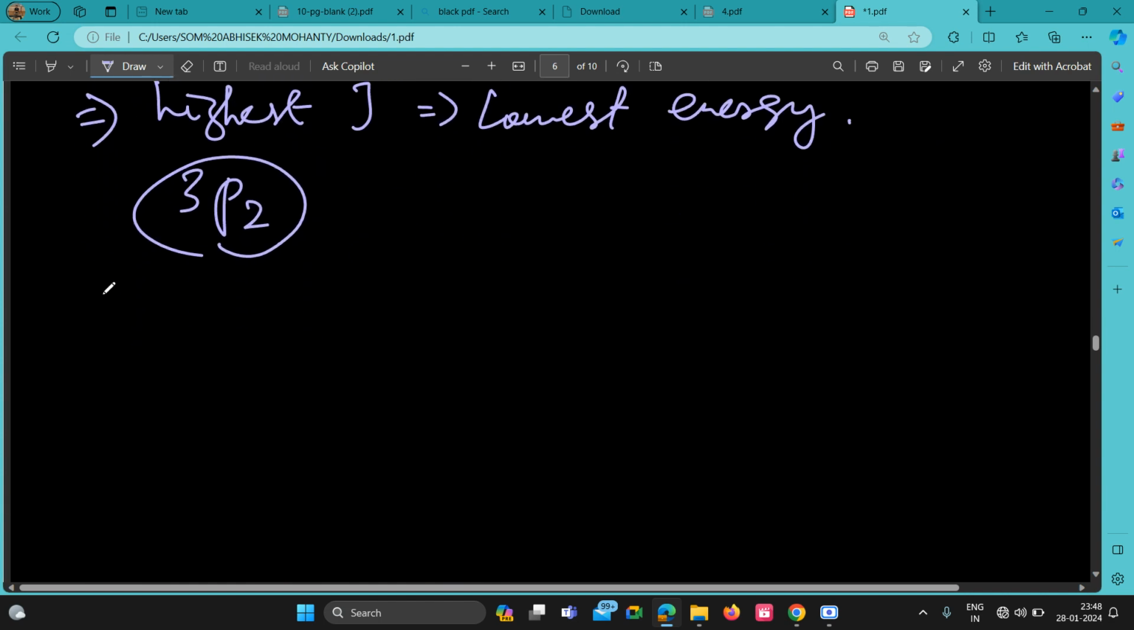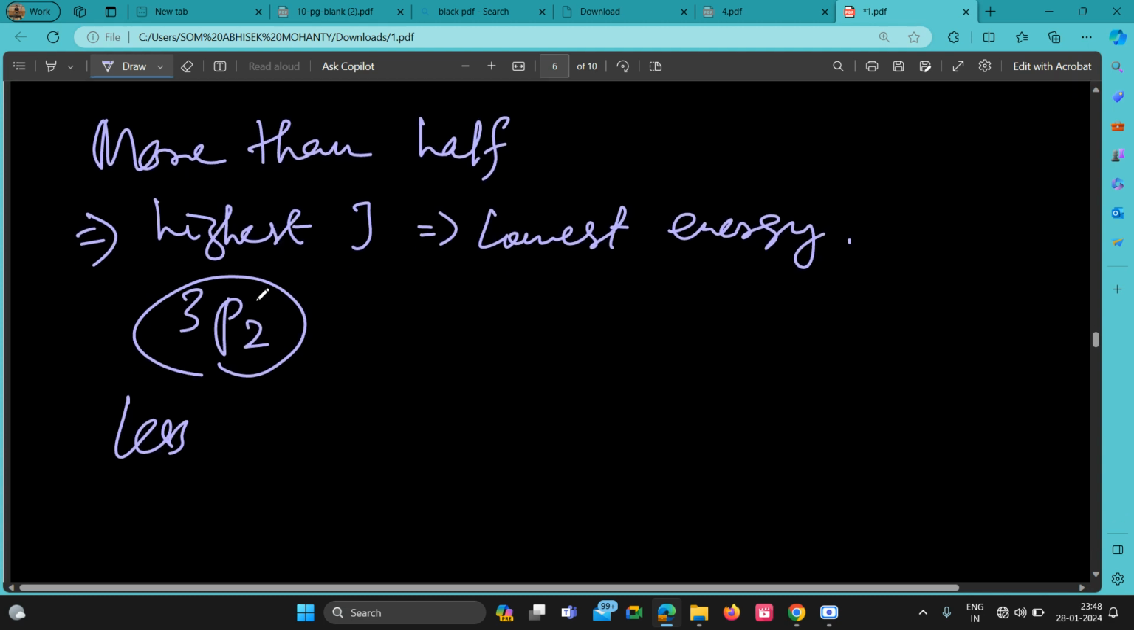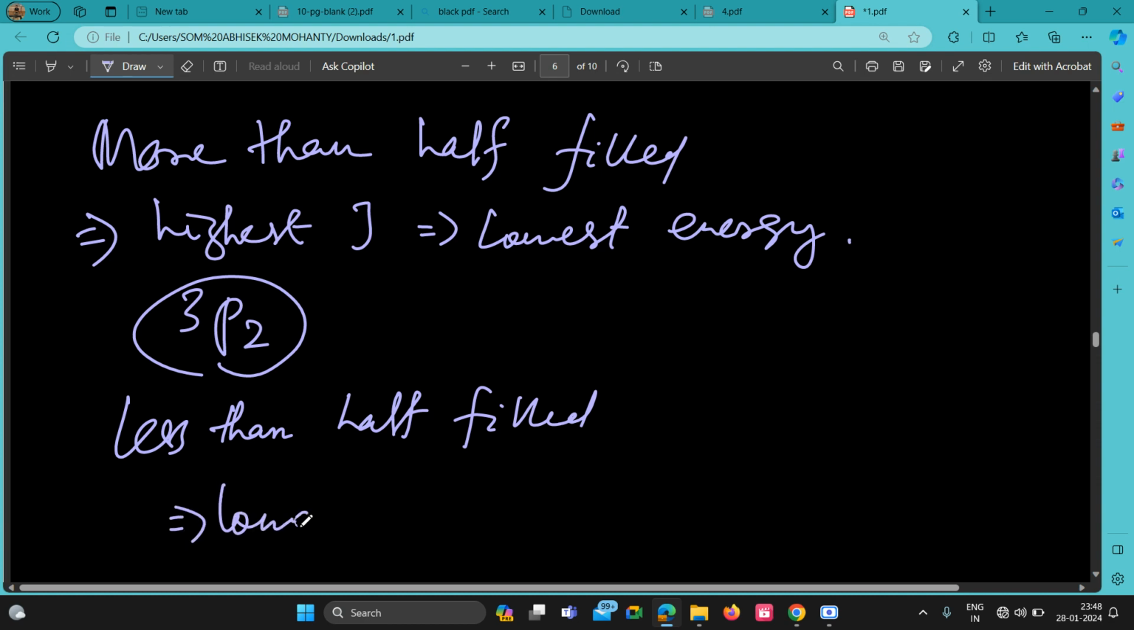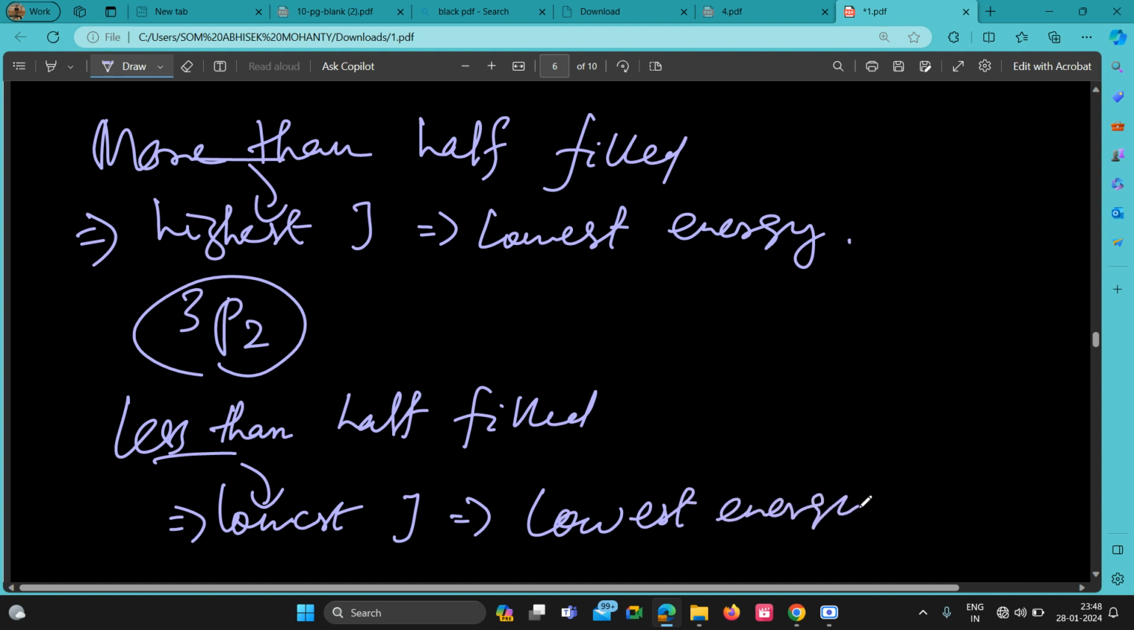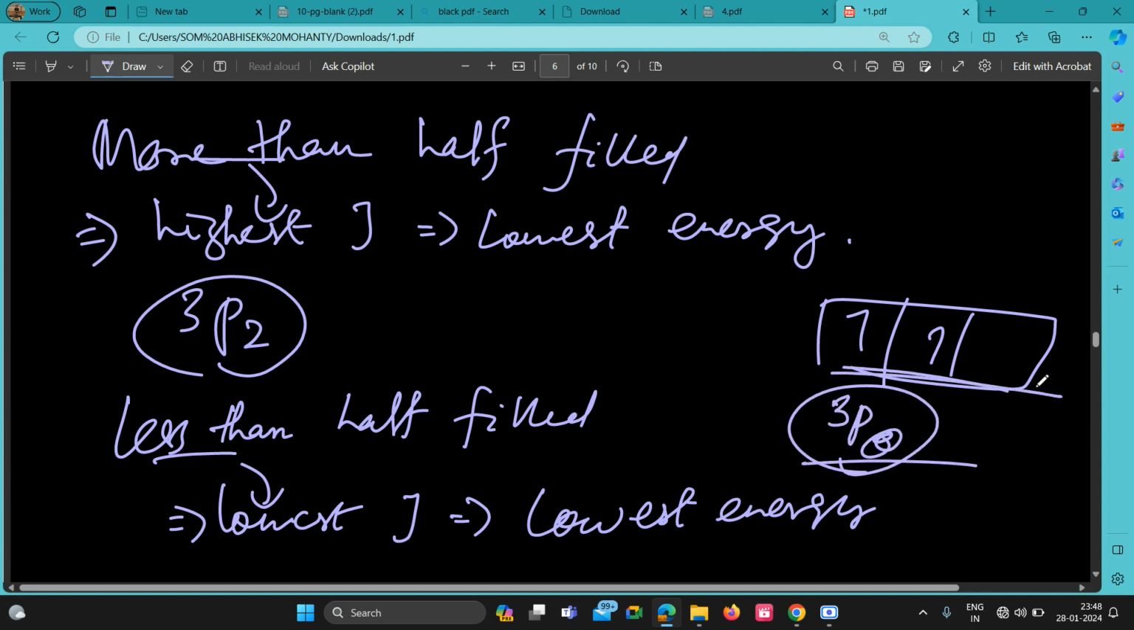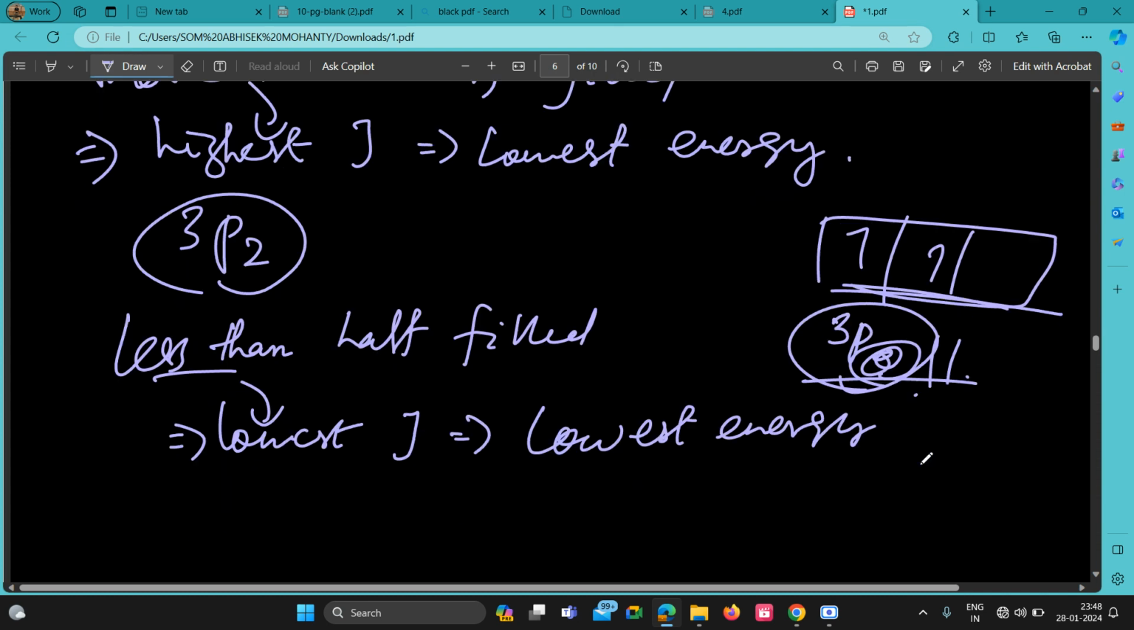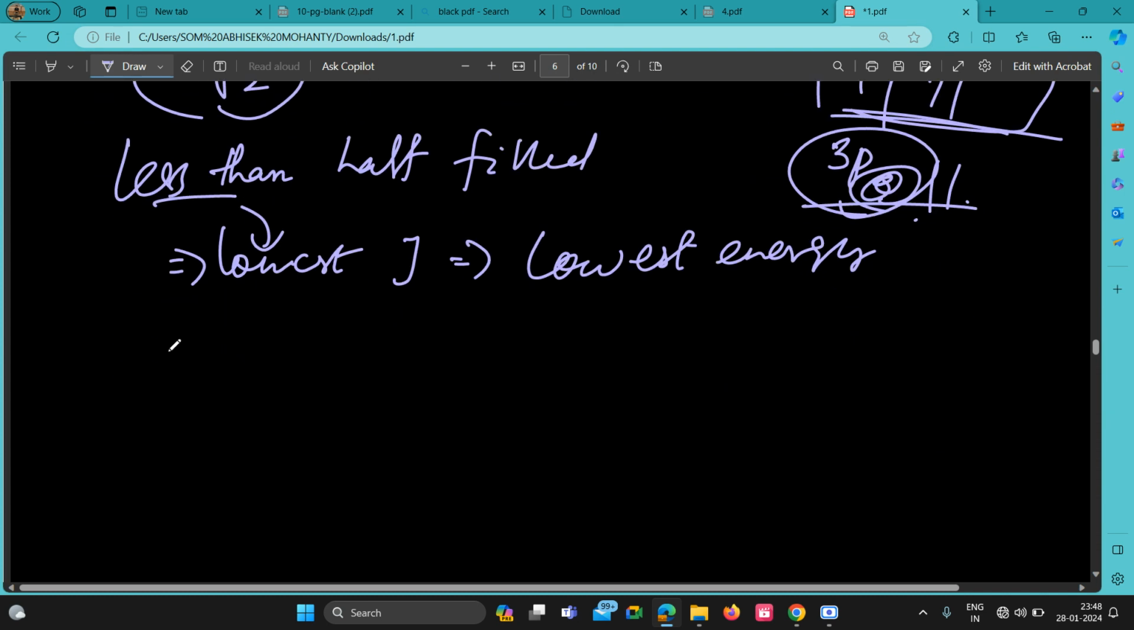You can also write for less than half filled and more than half filled. For less than half filled, lowest J. See, less means lowest, more means highest. Remember like that. Lowest J will have lowest energy. For example, if this was like this, then it would have been 3P0. Why? Because this is less than half filled, so the lowest J term would have the lowest energy. This is Hund's rule.